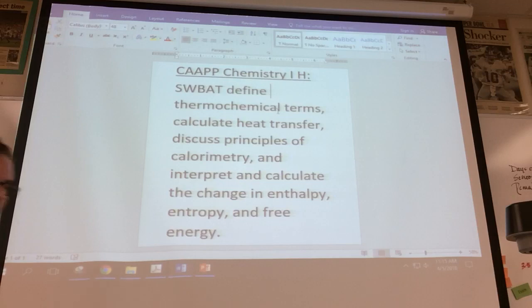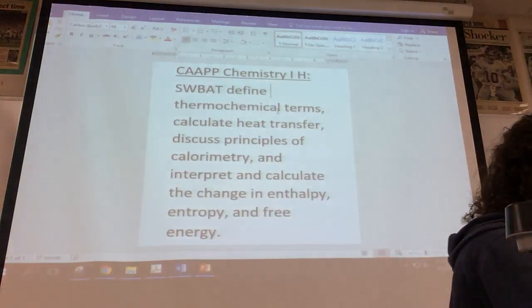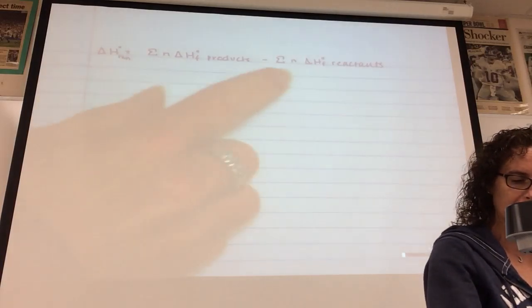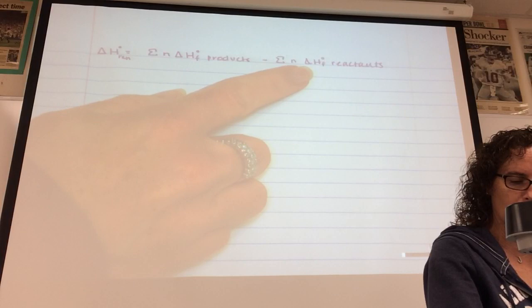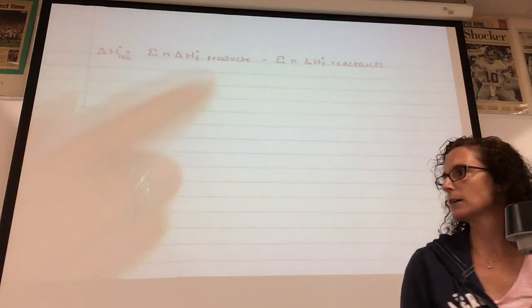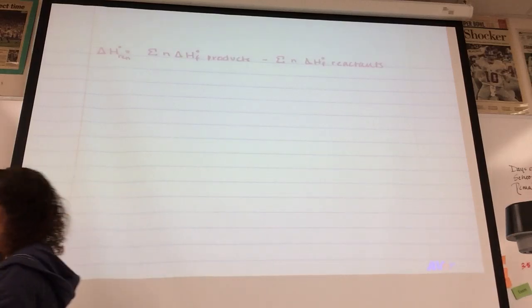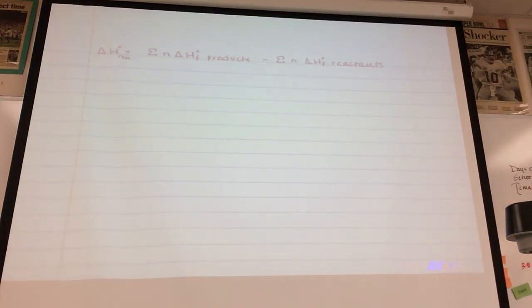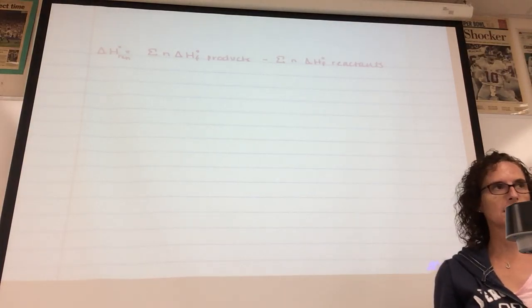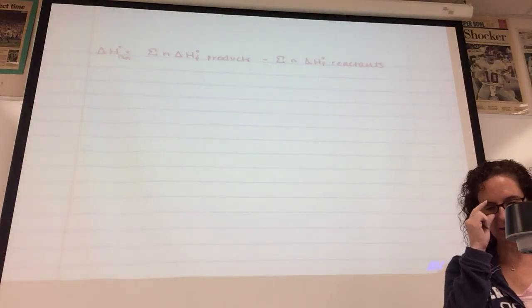And last time, we calculated the change in enthalpy under standard conditions for a reaction by subtracting the delta H's of formation of reactants from the delta H's of formation of products. And so this time, we are going to determine the change in enthalpy for a reaction using a different method known as Hess's law.